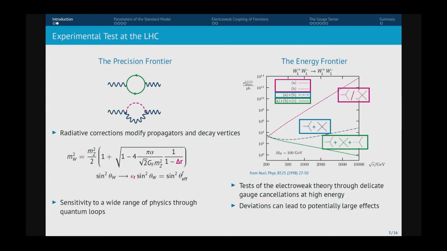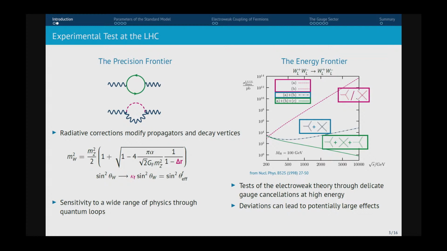Then, at high energy, we follow a different approach. Here, characteristic is that these processes involve interactions of the electroweak gauge bosons themselves. And such diagrams typically diverge with energy. This is shown here for the scattering of 2 W bosons. And you see, with energy, we get very large divergences.